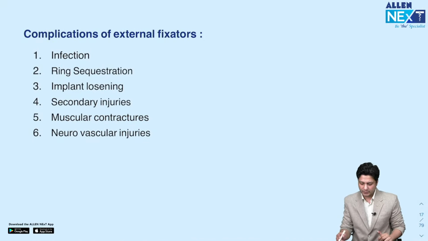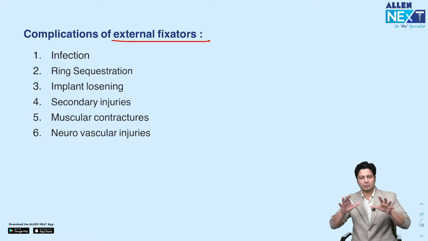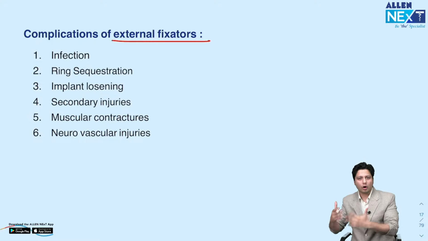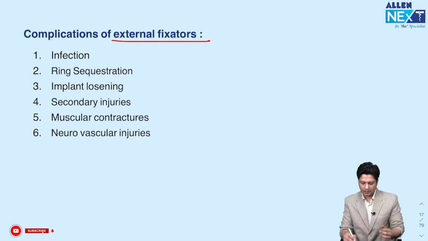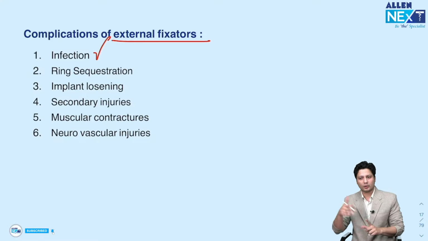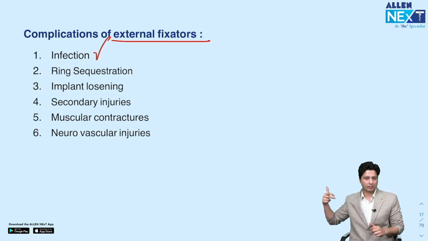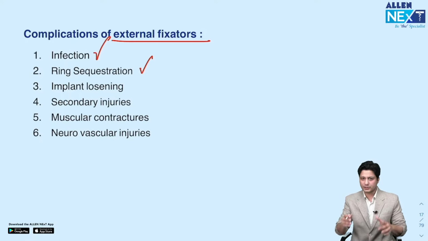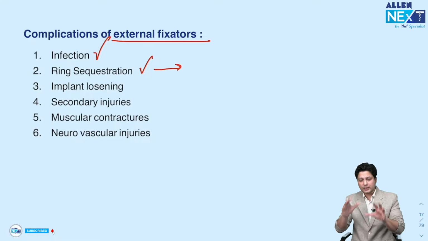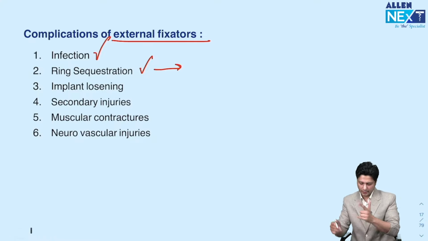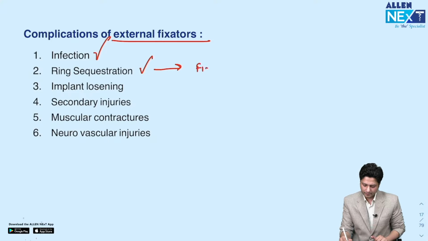The complications of external fixation system means, again, no need to learn or mug this thing up. It is very simple. एक infection हमेशा हो सकता है, because this is something which is gaining entry into the bone and is exposed to the external environment too. Second, ring sequestration, as I already told you about. You know, there are two conditions in which ring sequestration can be formed. One is external fixations, all right, fixators, and the second one is the amputation stump.